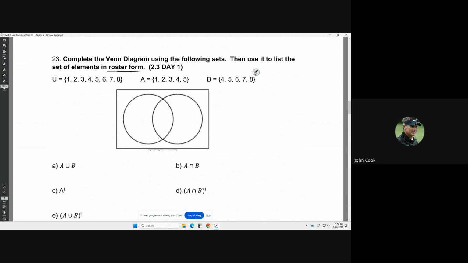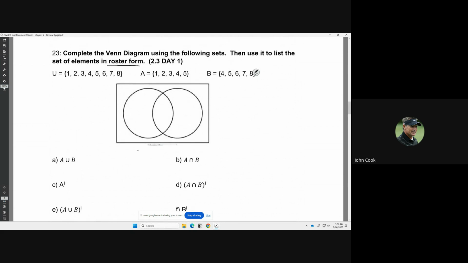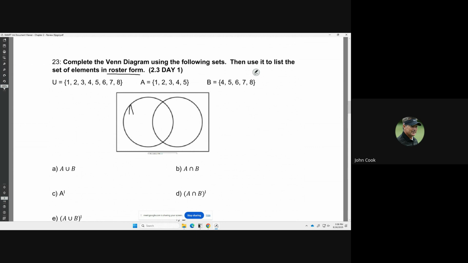So what I like to do to start off a Venn diagram is figure out what's going on in the middle of these things. So I'm going to label one of these little circles, because one of these circles represents the set A, and one of these circles represents the other set B. And then the set U is what we call the universal set, which represents all the numbers that are in this whole entire rectangle over here, okay?